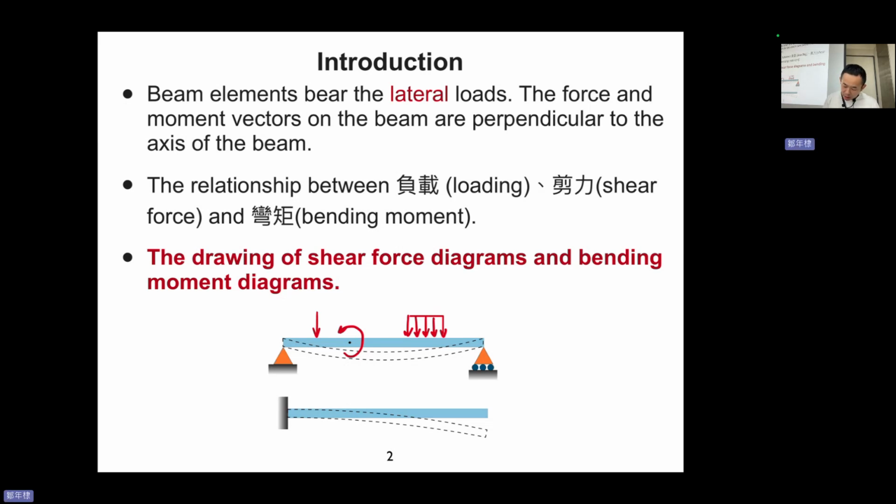Another case, maybe we have the force here, and it will bend like this, bending. You notice that there are different symbols for this. I will introduce all of this to you later. So in this chapter, we're going to guide you to draw the shear force diagram and bending moment diagram. This is the most important thing.